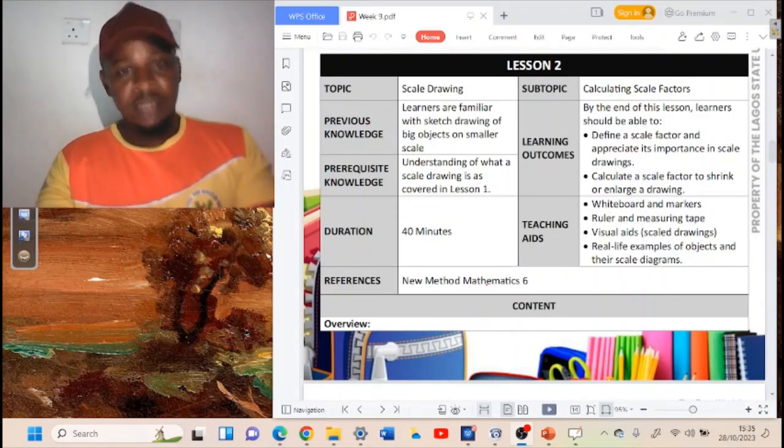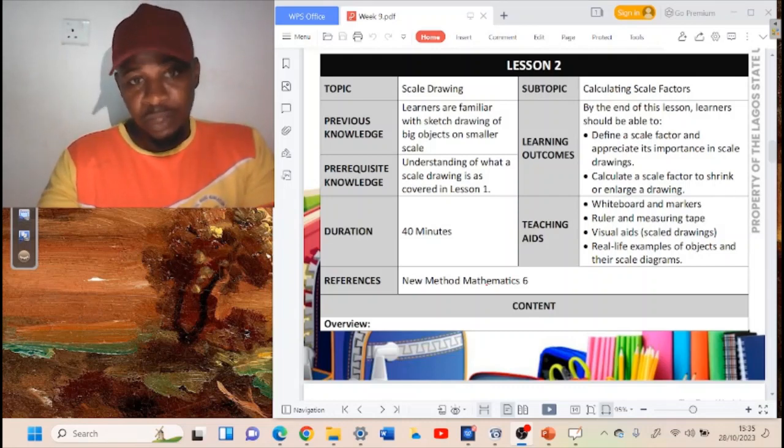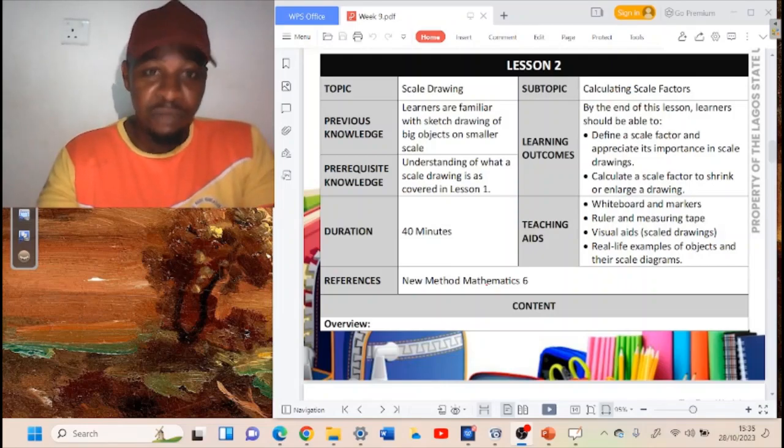In the first lesson, we introduced the idea of scale drawing, and I hope that you had fun introducing it to your learners. That was just an oral aspect of the work. Today we will go into calculation because what is mathematics if calculation is not involved? Today we'll calculate scale factors and see how they are used in real life problems.